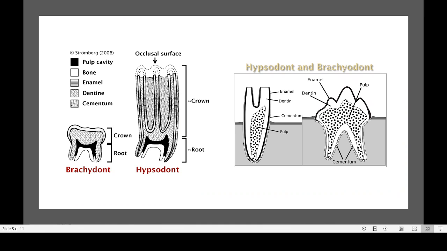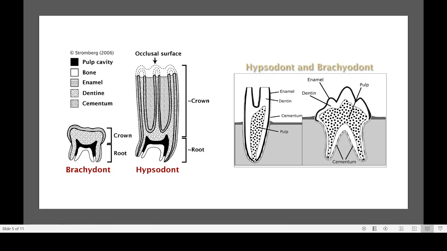Here you can also find that there are different types of teeth. Certain teeth are known as brachydont. Some other teeth are known as hypsodont. You can very easily distinguish between brachydont and hypsodont teeth. Any tooth has two portions, root and crown. The difference is that in the case of hypsodont, the teeth are very tall.